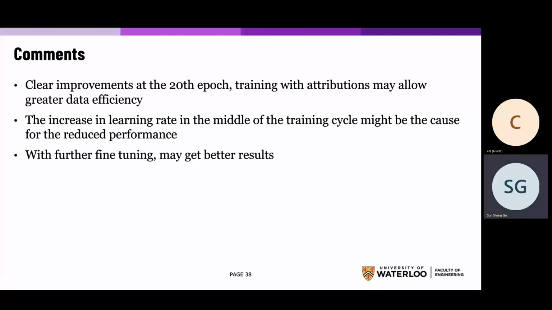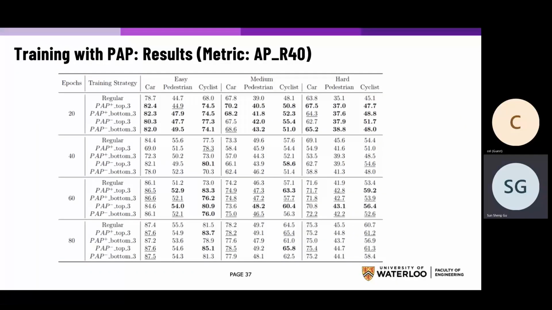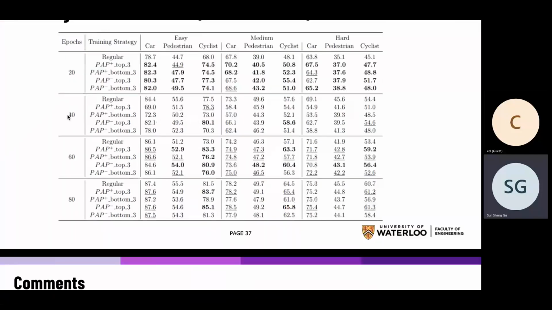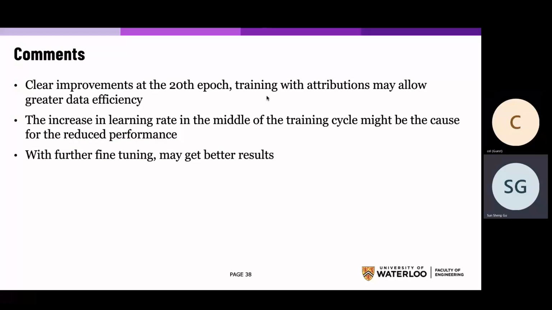And then we have some comments, right? One very noteworthy observation is that we seem to have the most improvements at the early epochs, right? At epoch 20. So this is hinting that perhaps, so you can think of it like this: at the 20th epoch, we only see the data set 20 times, right? So this is indicating that perhaps training with attribution may allow greater data efficiency, meaning that we can achieve the same performance with less data seen by the model. Although it might be more computationally expensive, we can save the data, right? So it's still very valuable.